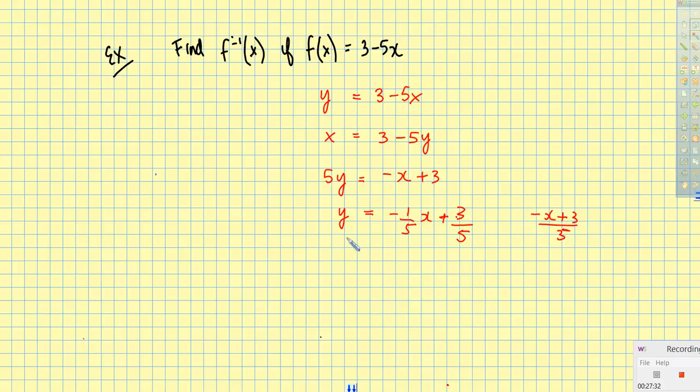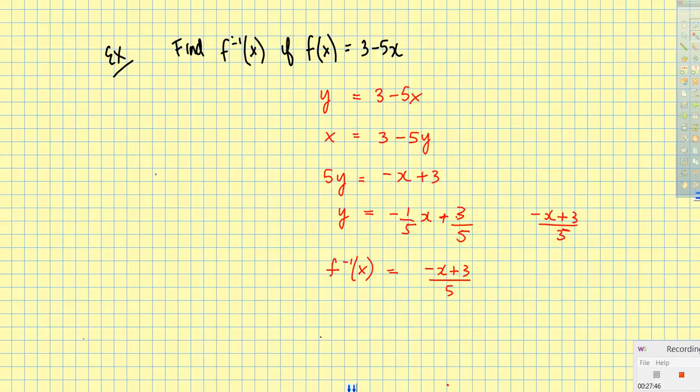And now my last step is to change y into f inverse of x is equal to negative x plus 3 over 5, or negative 1/5 x plus 3/5. Alright, so we said this is the way we do our inverse functions.